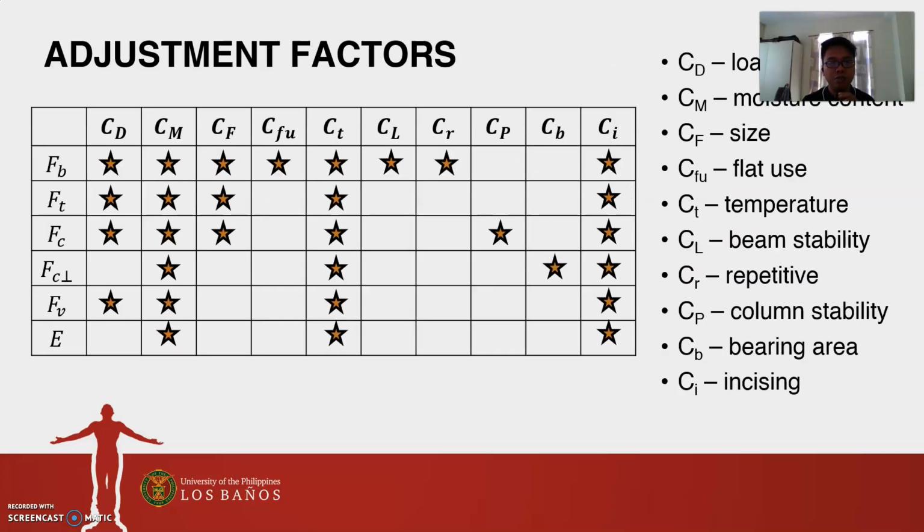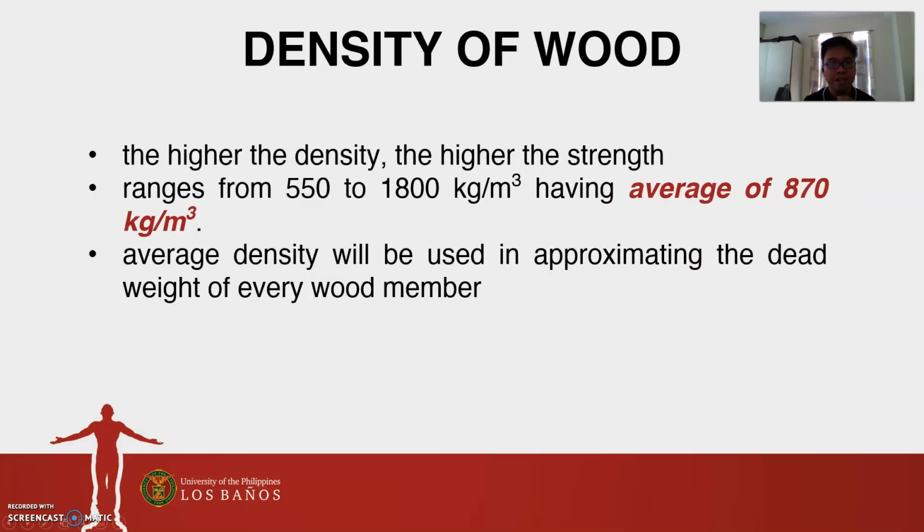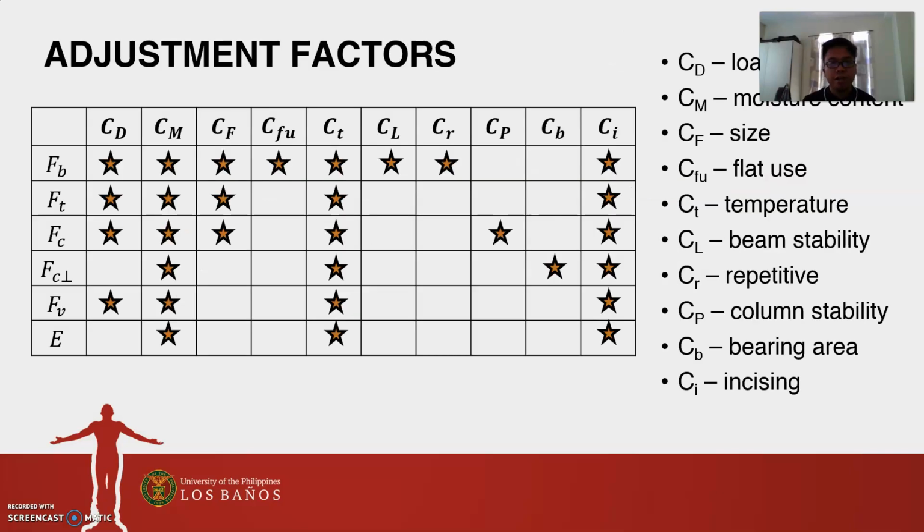Okay, density of wood. We know that the higher the density, the higher the strength generally for wood, and it ranges from 550 to 1,800 kilograms per cubic meter. The average density will be used in approximating the dead weight of every wood member. In the next video, we're going to cover the adjustment factors.